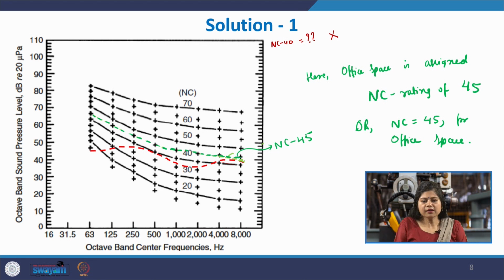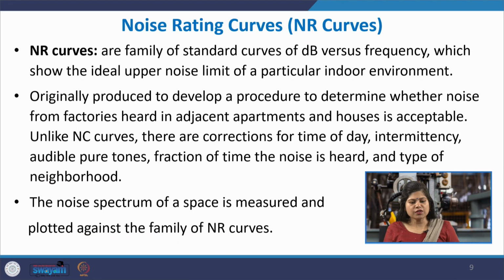Okay. Then let us see the next curve, which is the noise rating curve. Just like the noise criterion NC curves, which are a standard family of curves giving the typical variation of dB versus frequency for people to have the best experience or the best acoustics within an indoor space, you also have the NR curve, which is along similar lines. These two are both doing the same job.